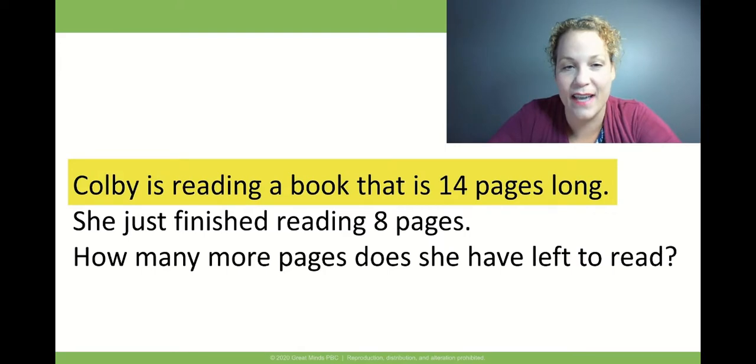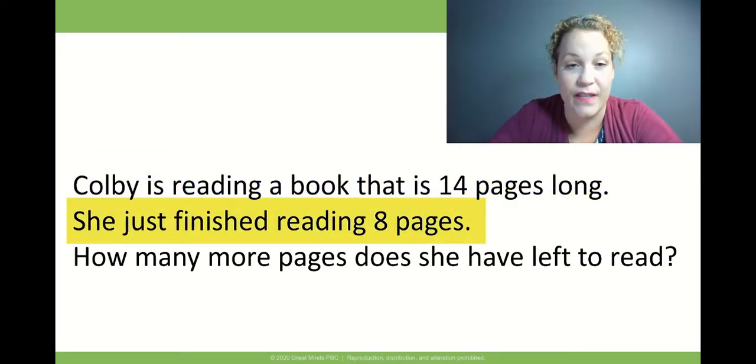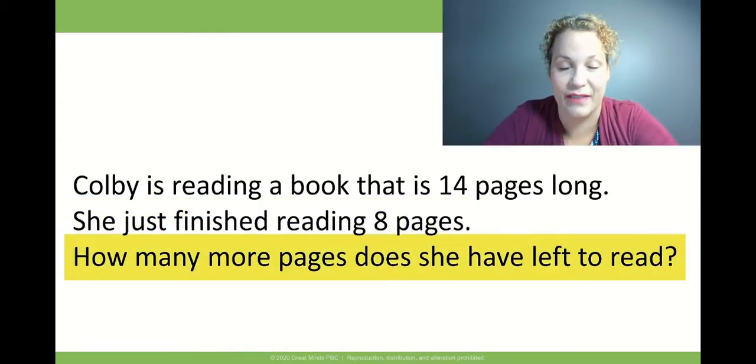Colby is reading a book that is 14 pages long. She just finished reading 8 pages. How many more pages does she have left to read? This is a great story problem. I love reading. Do you love reading? What's your favorite book?